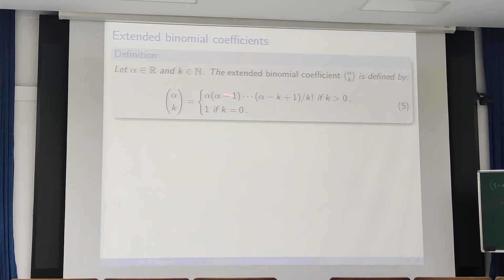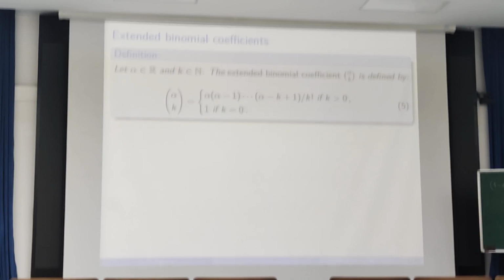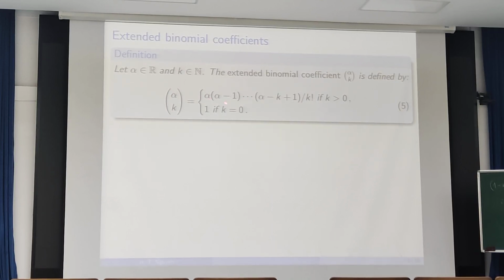Okay, so we distinguish two cases: where k is strictly positive and where k is 0. As usual, if k is 0, we define the coefficient to be 1, for convenience, for consistency in calculation. Okay. And if k is different from 0, then we get this. So you can see that this way you can define the binomial coefficient, for example, for negative integers, or for fractions, or even for real numbers. Okay.